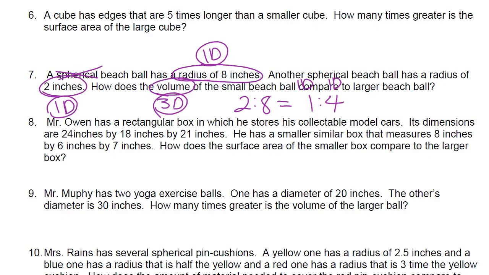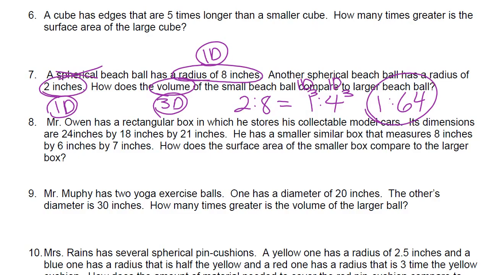That 1 is 1D and that 4 is 1D. What is the problem asking us to convert it to? 3D. How do you make something 1D into 3D? Cube it. What is 1 cubed? 1. What's 4 cubed? 64. So when the sides are in a ratio of 1 to 4, the volumes are in a ratio of 1 to 64. Because volume is 3D and sides are 1D.